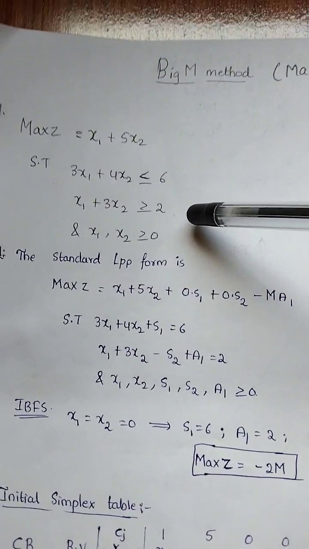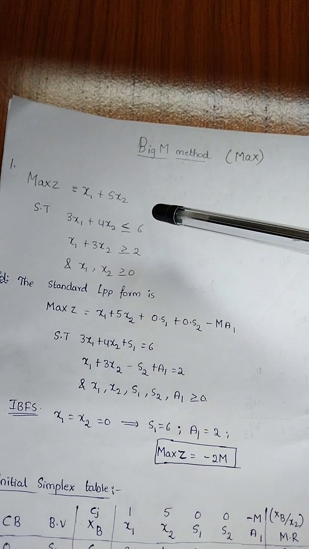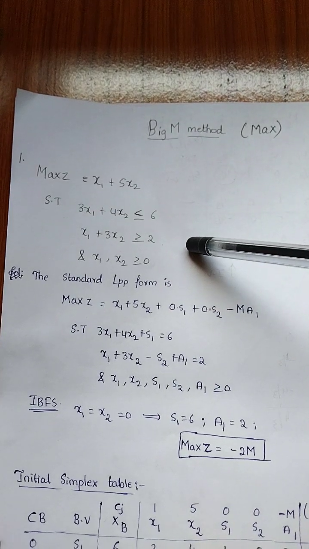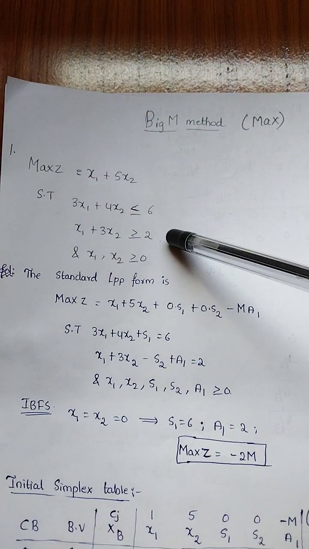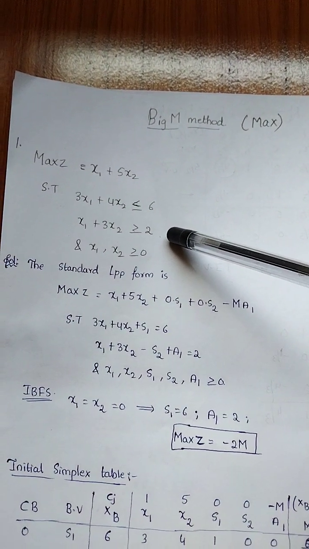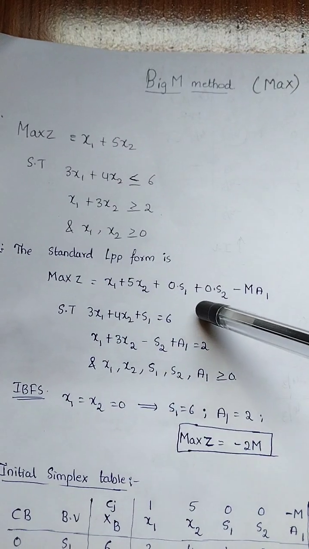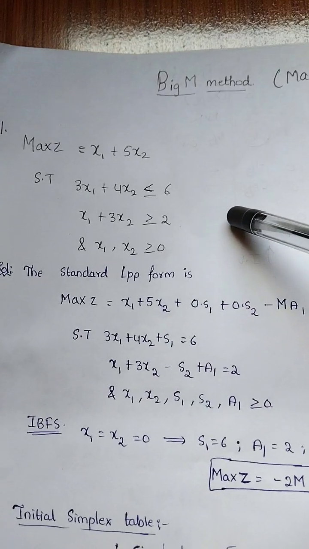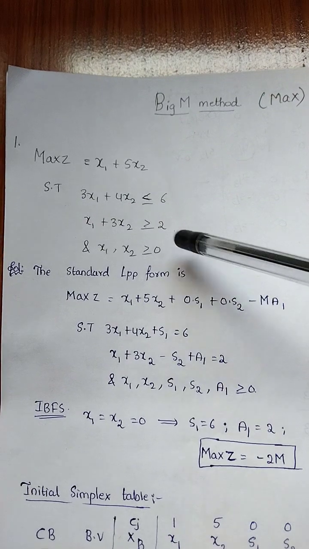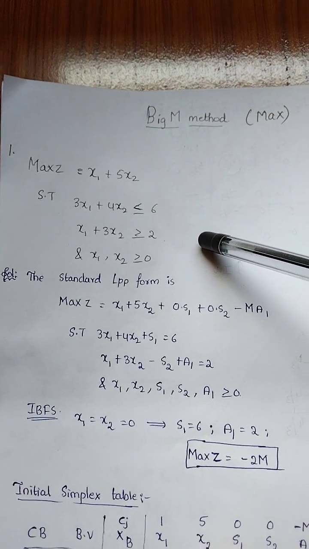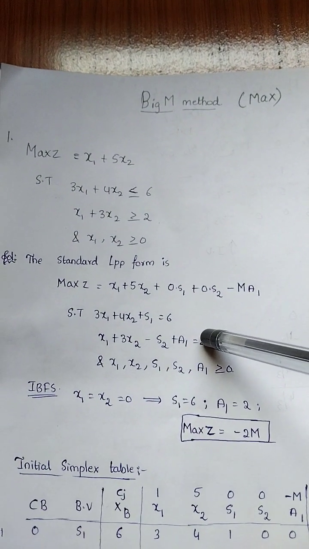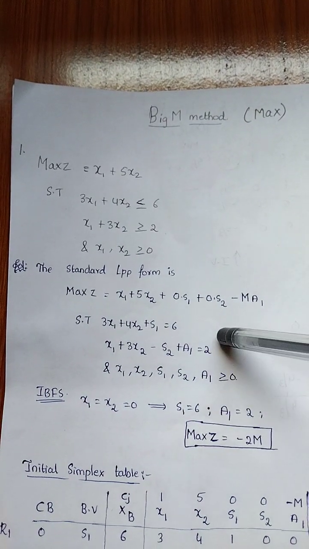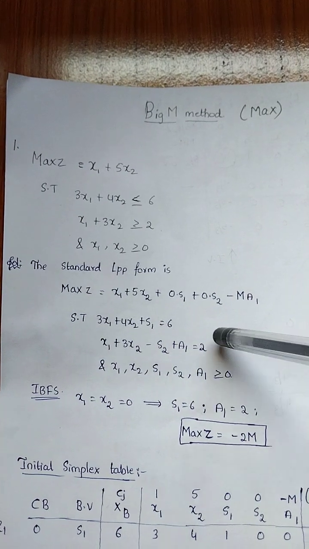The first constraint is 3x1 plus 4x2 less than or equal to 6, and the second one is x1 plus 3x2 greater than or equal to 2. By seeing that, we can use either the big M method or the two-phase method. The first constraint will be converted to an equality constraint by adding one slack variable. The second constraint, x1 plus 3x2 greater than or equal to 2, means we subtract one surplus variable and add one artificial variable. So x1 plus 3x2 minus s2 plus a1 is equal to 2.